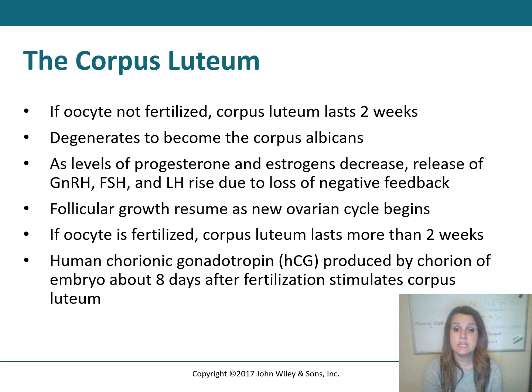However, if the oocyte is fertilized, the corpus luteum is going to last for more than 2 weeks. And the reason for this is that if fertilization occurs, human chorionic gonadotropin, or HCG, which is produced by the chorion of the embryo at about 8 days after fertilization, stimulates the corpus luteum to stick around and then keep on producing progesterone and estrogen. This HCG is the hormone that we look for when we take a pregnancy test.